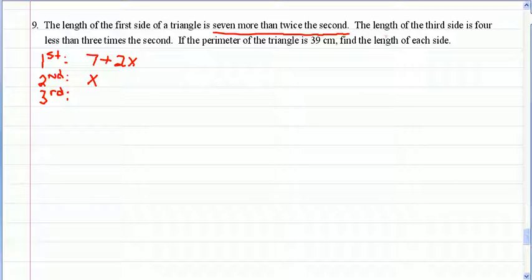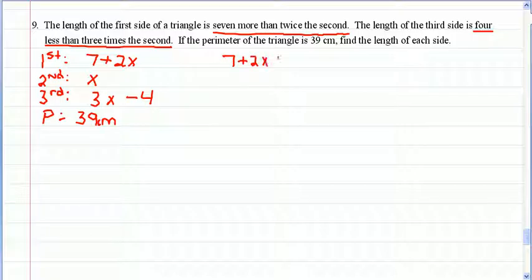The next sentence says that the length of the third side is 4 less than 3 times the second. So when you have less than, it's minus, but it comes at the end. So 4 less than means minus 4, and then 3 times the second is 3x. We know that the perimeter is 39 centimeters. So I take my 3 sides of 7 plus 2x plus x plus 3x minus 4 and set it equal to 39 and solve for x.